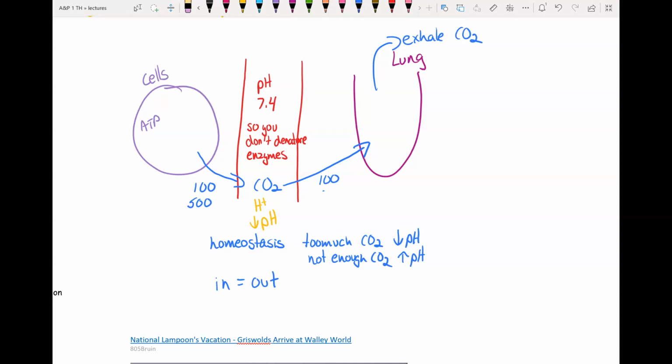And in order to get 500 out, 400 more than you were before, you have to breathe deeper. And your blood is what's transporting this from your cells to your lungs, and your heart is what pumps your blood, so you need your heart to beat faster. Which is exactly what you saw in your Chapter 1 lab.